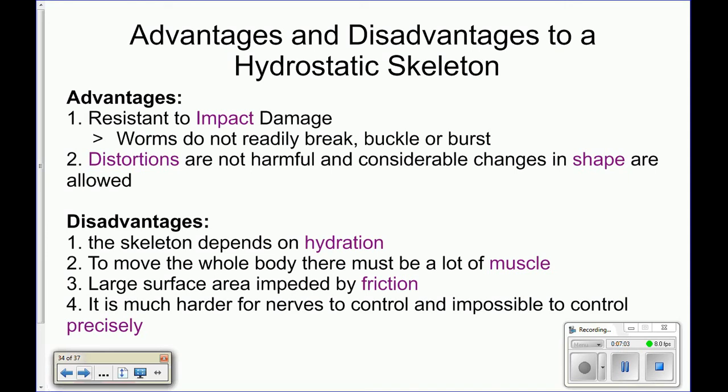A hydrostatic skeleton doesn't really allow for a lot of upright structure, like humans have. So they are going to be worming away on the ground, which means they have a lot of surface area on the ground, and so a lot of friction. So it's harder to move. It's also harder for a nervous system to precisely control the body parts, because it's all dependent on the movement of fluids. So it's a much more fluid environment.